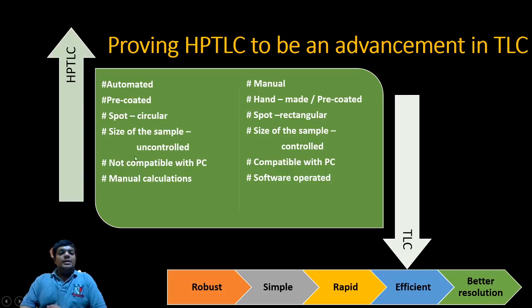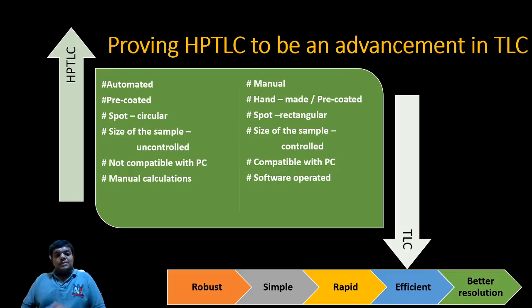The spot is circular in HPTLC, and rectangular in TLC. Size of the sample is uncontrolled in TLC. Not compatible with PC, it is TLC. And manual calculation, it is TLC. So points number 3, 4, 5 and 6 are in TLC. Very sorry for that. And the spot is rectangular. Size of the sample is controlled, compatible with PC and software operated. These last 4 points will come in HPTLC. So it is a simple error in documenting on the presentation. The last 4 points in both the sections have to be swapped. I am really sorry for that.